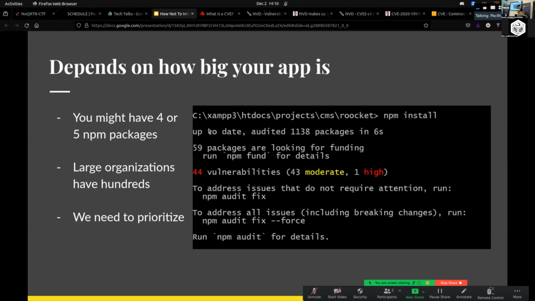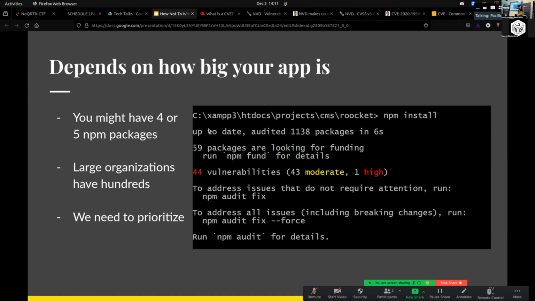It depends on how big your app is, how big your infrastructure is, how many things you rely on. There's a big talk about the software supply chain. If I just spin up a React app as a student or an individual, I might have 4 or 5 NPM packages in my project. But large organizations can have hundreds or even thousands. With each package you have, there's a chance that it's vulnerable. Of course, that's with all software.